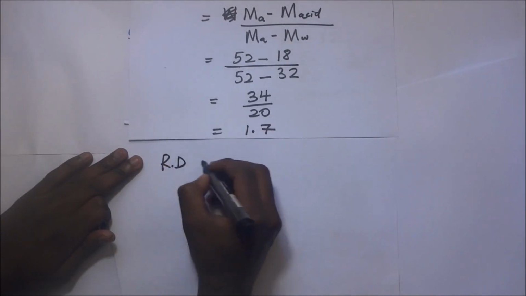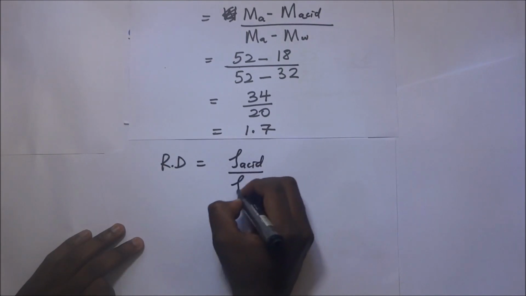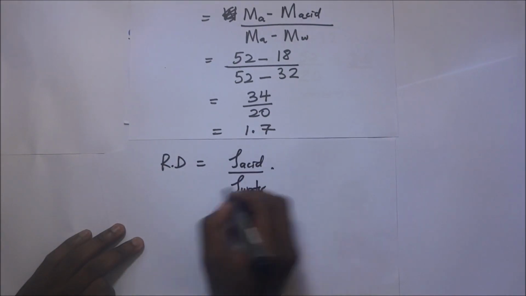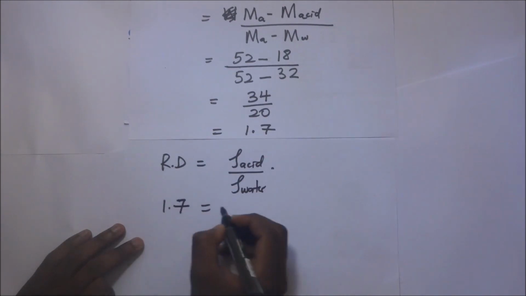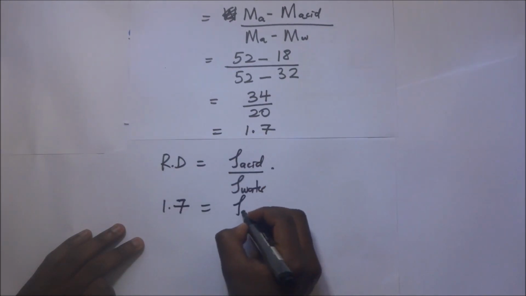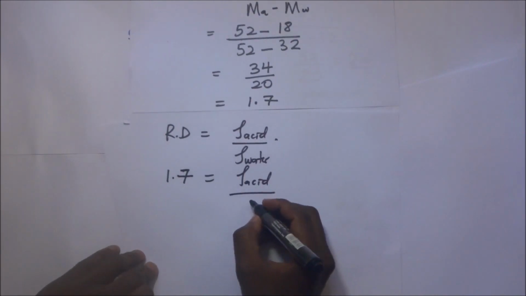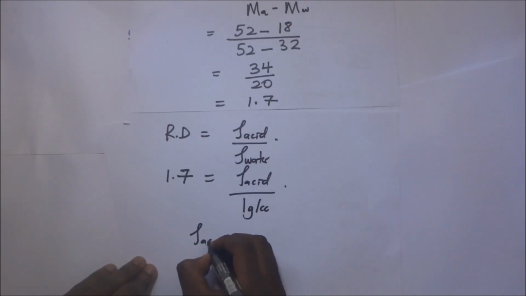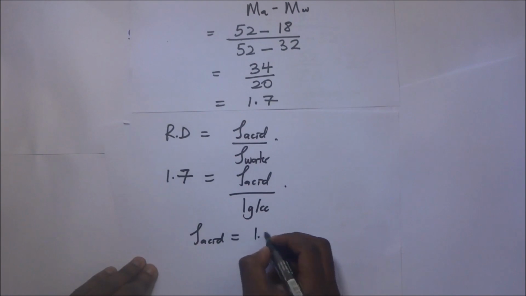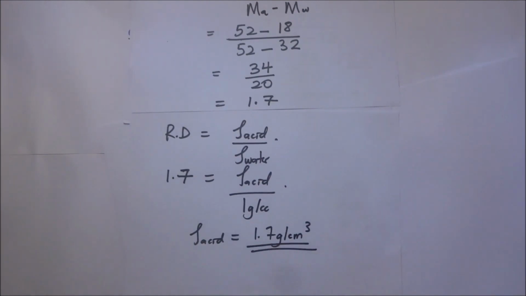We know that relative density is still given by the density of the acid divided by the density of water. In this case, our relative density of the acid is given as 1.7. That's going to give us the density of the acid we are looking for, multiplied by the density of water. In this case, we shall use 1 gram per cc. So it means our density of acid is 1.7 grams per centimeter cubed. That's the density of the acid.